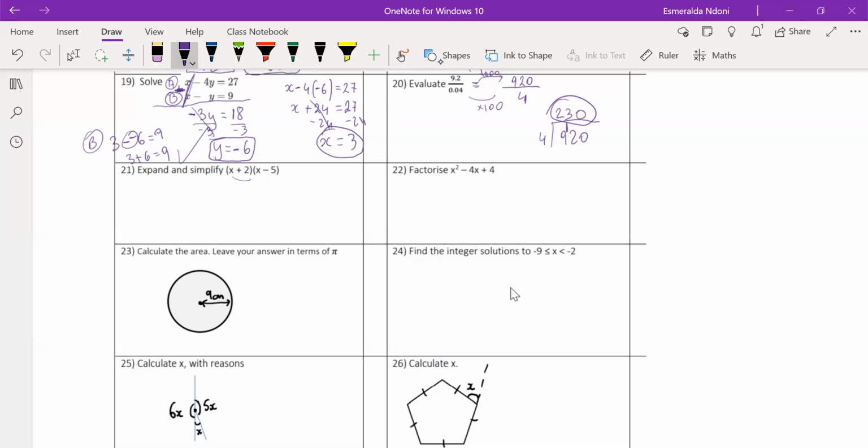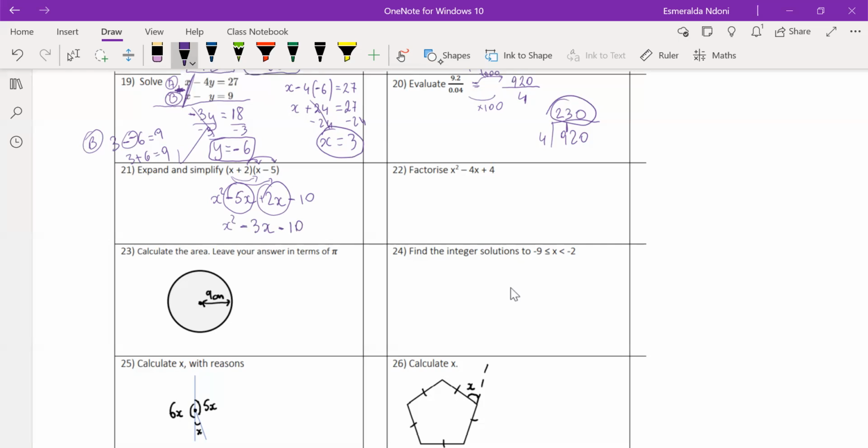Question 21, expand and simplify. So we're going to multiply x by x and x by negative 5. Then we're going to do the same with 2. 2 times x, 2x, and 2 times negative 5, negative 10. Now we collect like terms. x squared, negative 3x, negative 10.